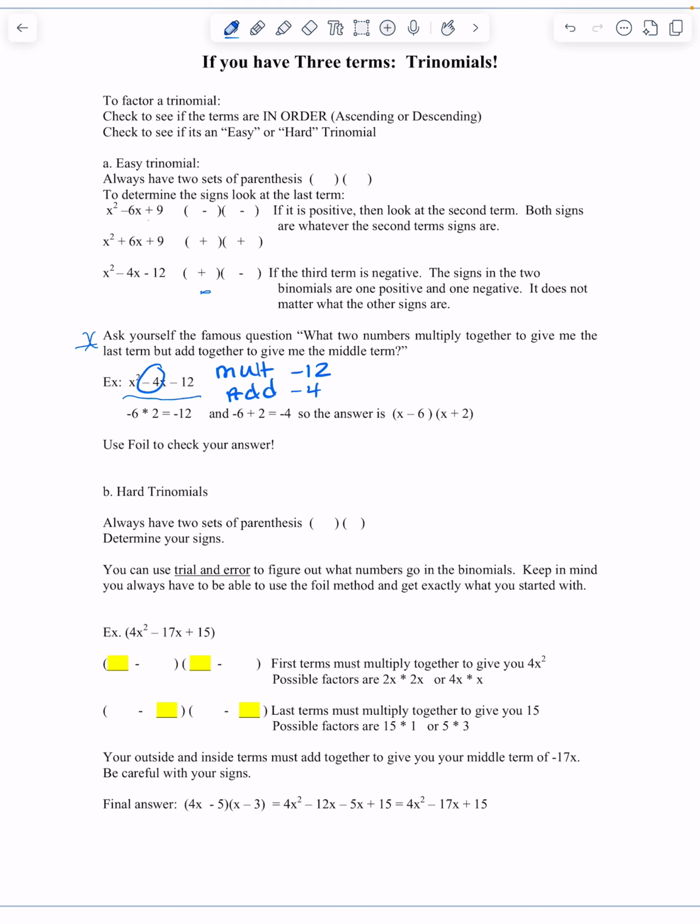So we know exactly where to put my 6 and where to put my 2. No matter where you put the plus and minus, the 6 has to be negative and the 2 has to be positive. You can always check your answer by going back and doing the full method.